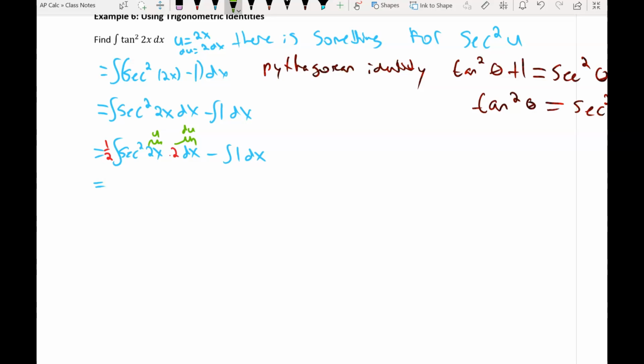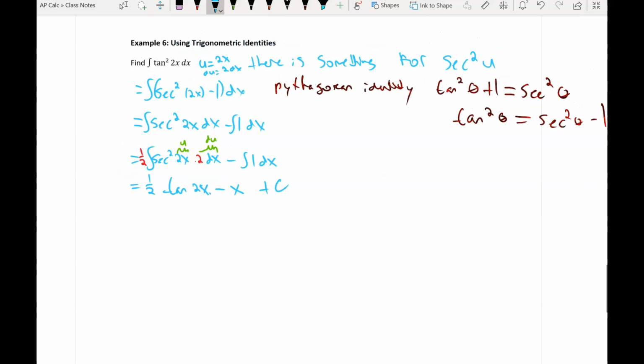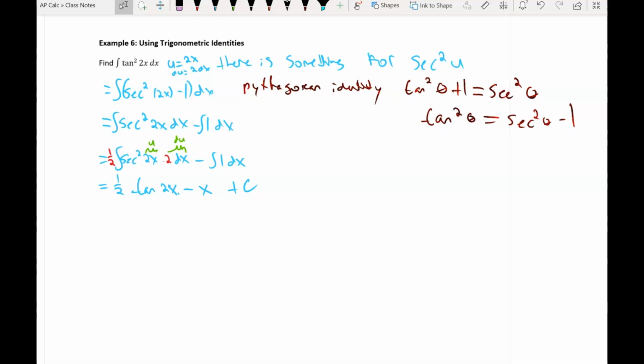And what is the antiderivative of secant squared u du? The answer is tangent u. But we still have this 1/2 out front. So this becomes 1/2 times the tangent of u. But we know that u is 2x, so we'll just plug that in. Tangent of 2x minus the antiderivative of 1 dx, which is just x. And then this is an indefinite integral, so plus C at the end. So our final solution is 1/2 tangent of 2x minus x plus C.